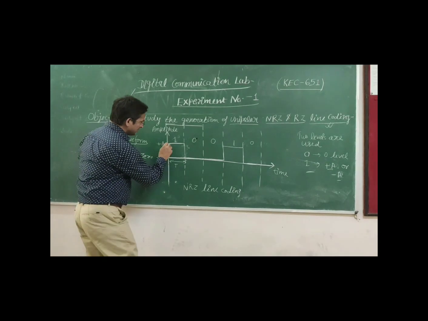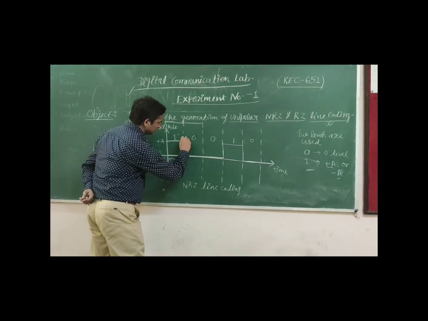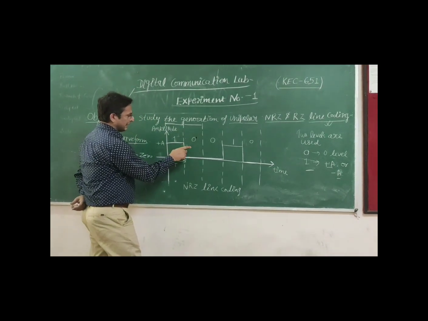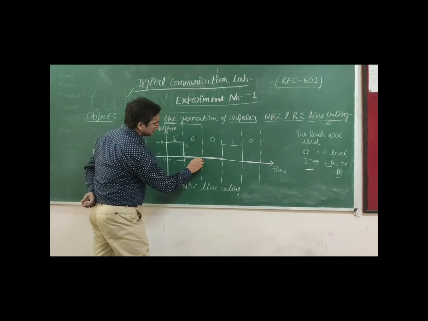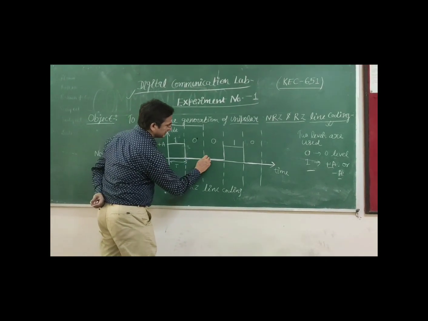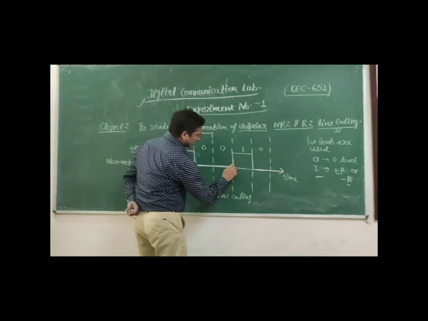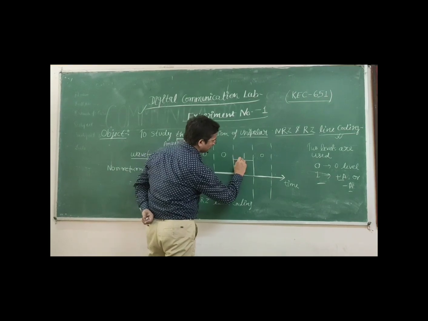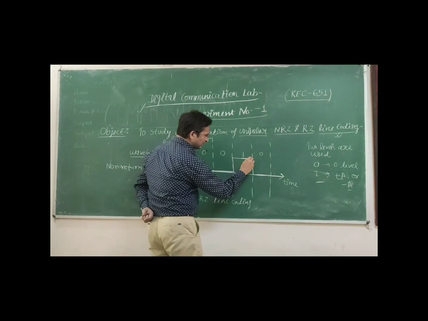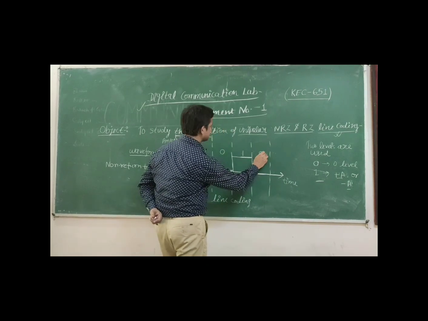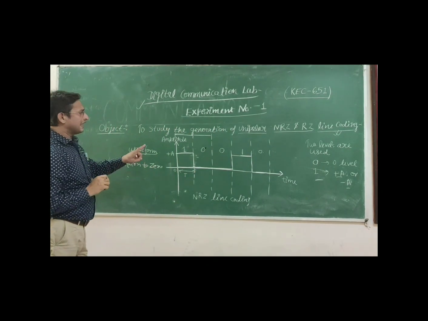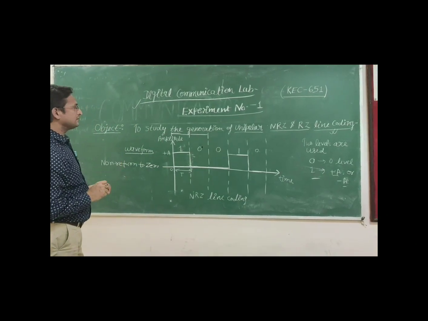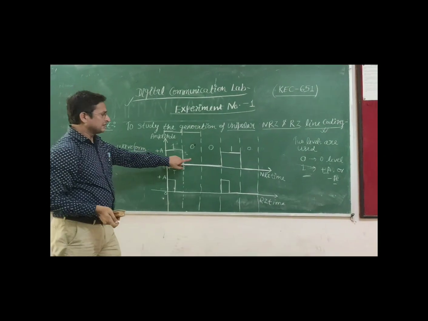NRZ means the waveform will continue over the complete bit pulse. This is the bit pulse for this one, and the next bit is 0, so it goes for the complete bit pulse at 0. Again the next bit is 1, so here it will start at positive amplitude and go for the complete bit pulse. After the bit pulse is completed, it will return to 0 because the next bit is 0. So this is the NRZ scheme for unipolar, non-return to 0.